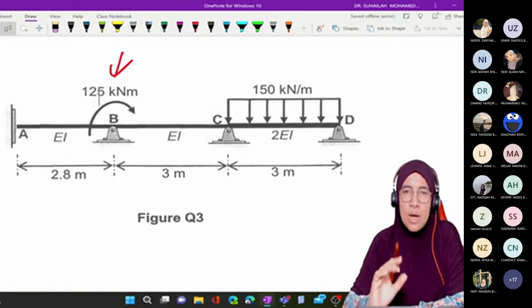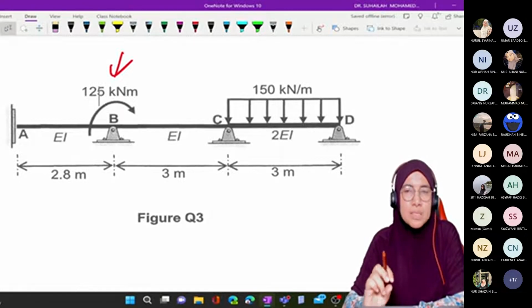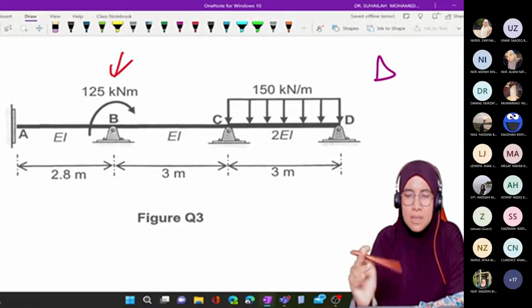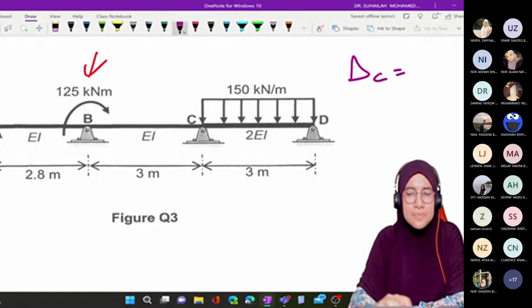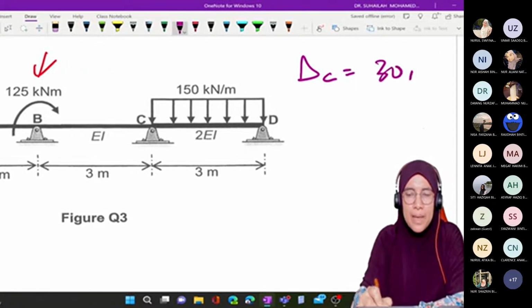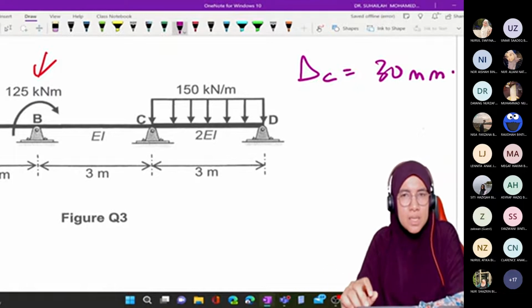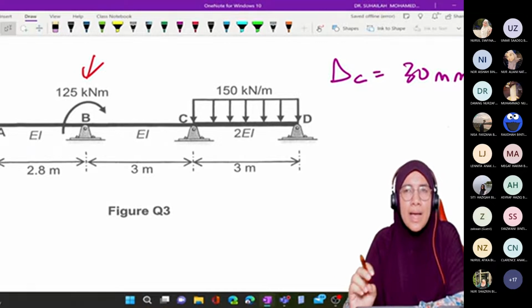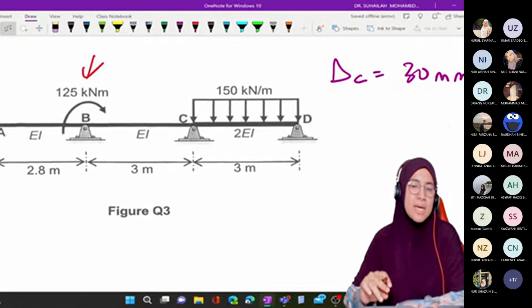Okay, so I want to add support settlement. Let's say we have settlement occurring at C, 30 mm. So I want to go straight to using Excel because MDM is a very popular, famous topic in the world. So it is not only important while studying.